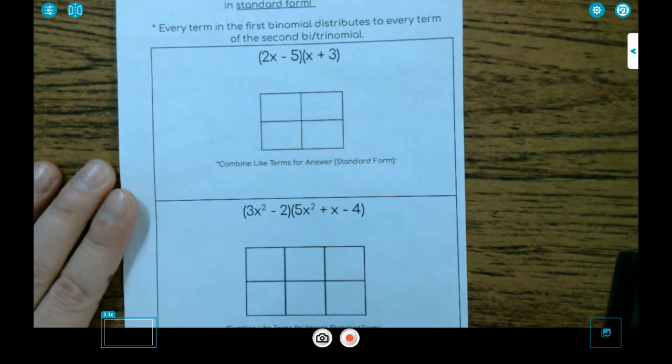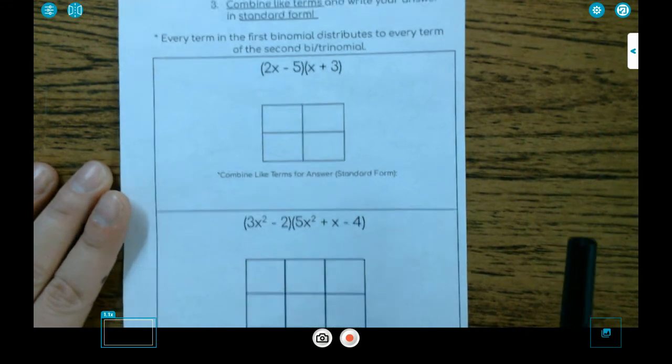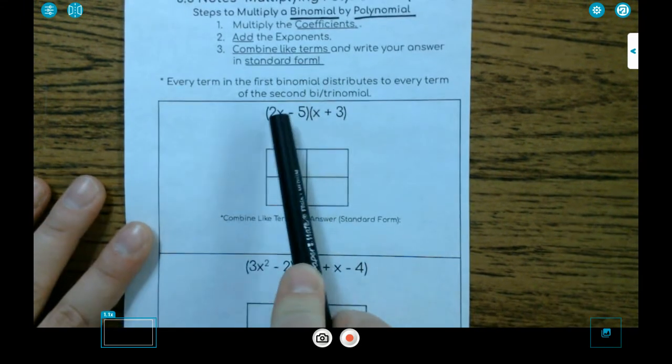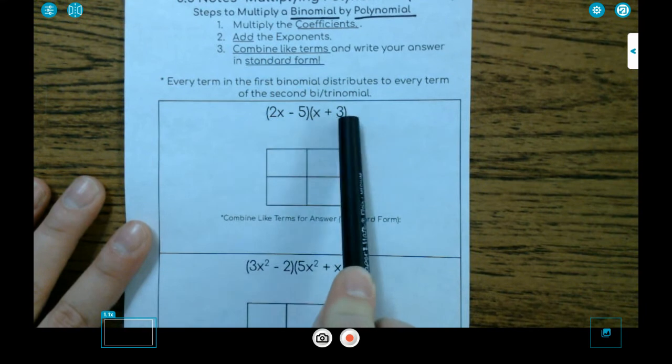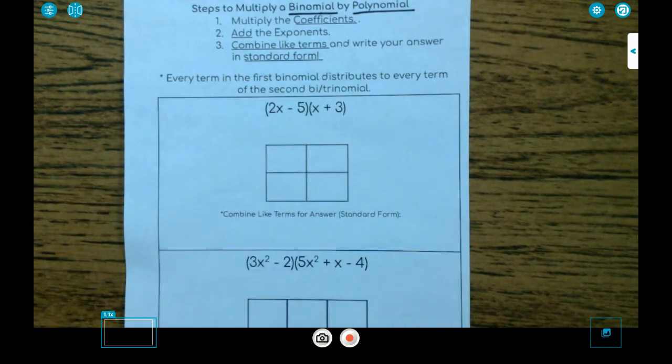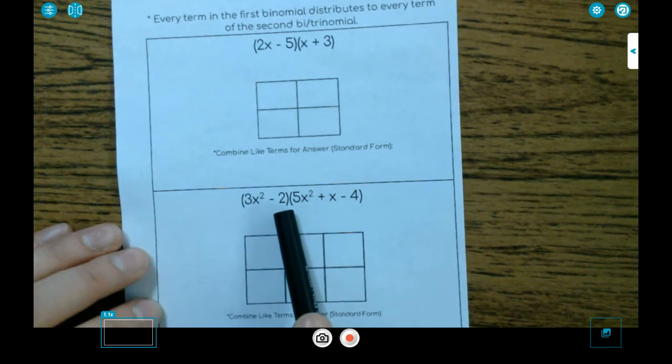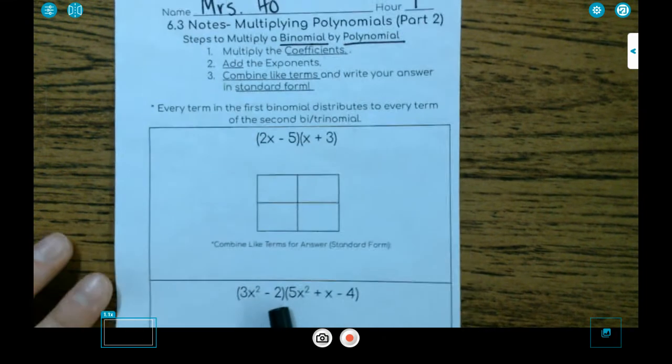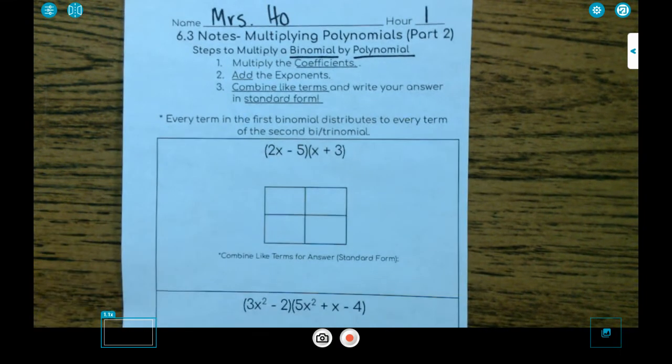We use these boxes to organize ourselves because we have to remember to multiply 2x times x, 2x times 3, negative 5 times x, and negative 5 times 3. And since that's a lot of stuff and even more stuff when we get to the 2 by 3s, the boxes help us organize ourselves. So this is how we are going to use the boxes.